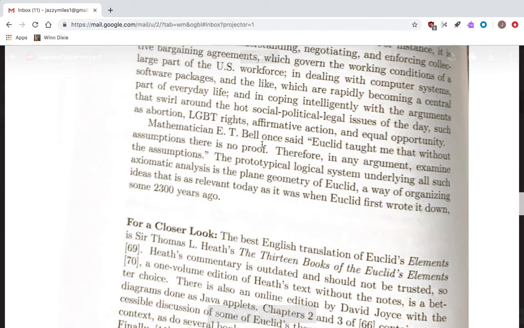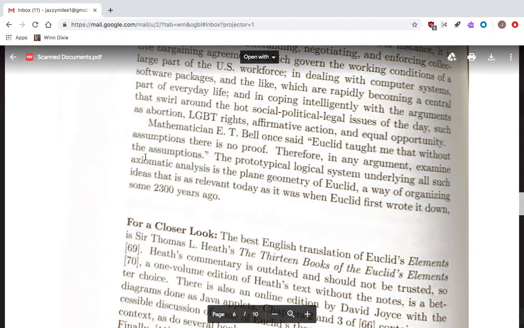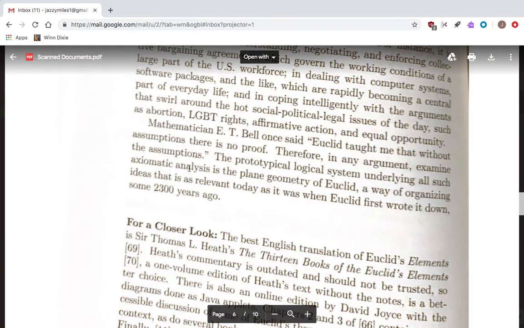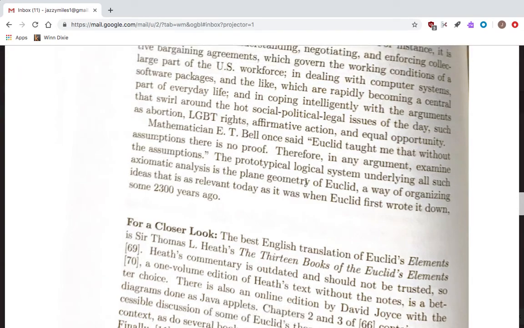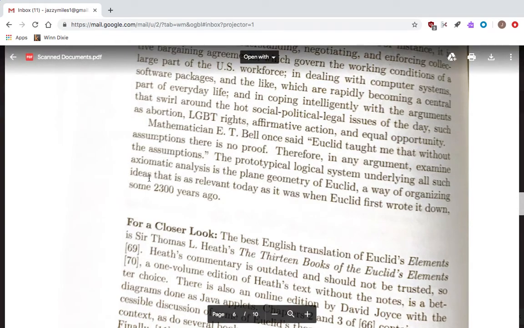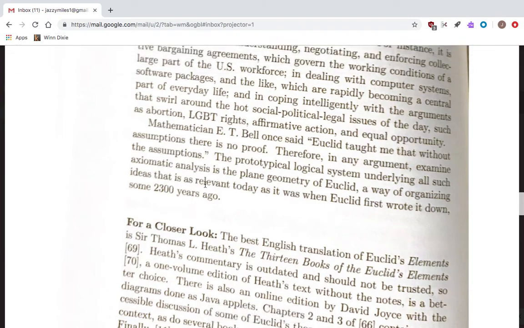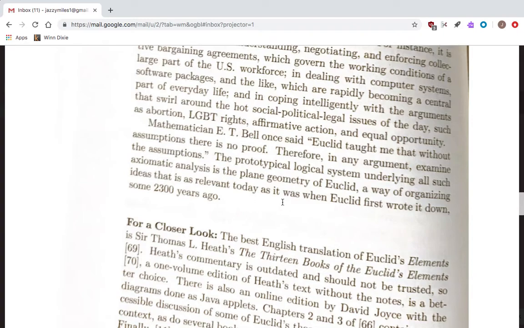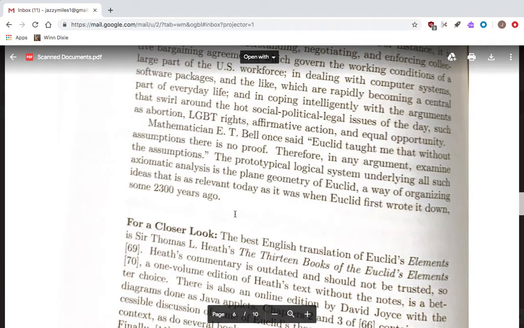Mathematician E.T. Bell once said, "Euclid taught me that without assumptions, there is no proof. Therefore, in any argument, examine the assumptions." The prototypical logical system underlying all such axiomatic analysis is the plane geometry of Euclid, a way of organizing ideas that is as relevant today as it was when Euclid first wrote it down some 2,300 years ago.